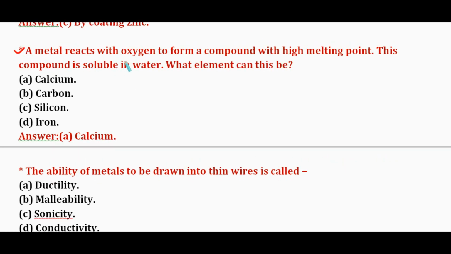Next question. A metal reacts with oxygen to form a compound with high melting point. This compound is soluble in water. What element can this be? Calcium, carbon, silicon, and iron. The correct option is calcium.